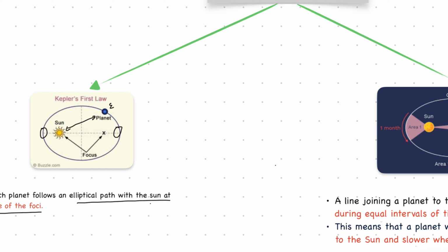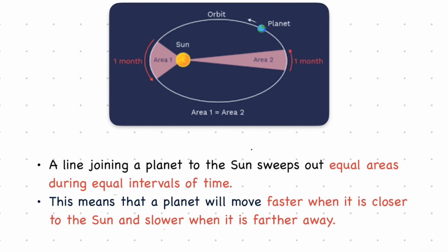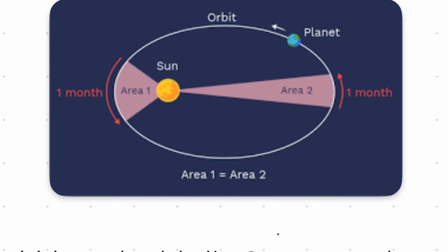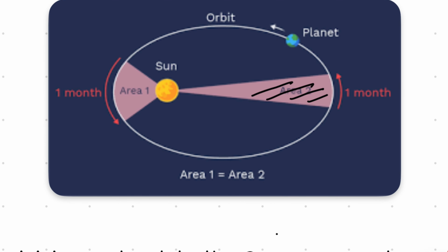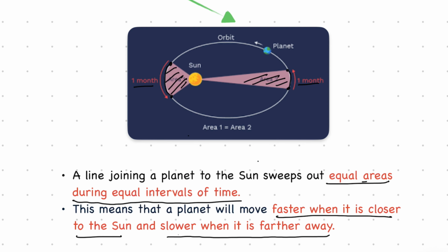Now we're gonna come to the second law. Kepler's second law says a line joining a planet to the sun sweeps out equal areas during equal intervals of time. This means that a planet will move faster when it's closer to the sun and slower when it is farther away. Earth is covering area 2 and area 1 in equal intervals of time, that is 1 month. Earth is moving slower when covering this area, and it is moving much faster when covering this area. This is what the second law says. Now I hope all of you guys understood Kepler's first and second law.